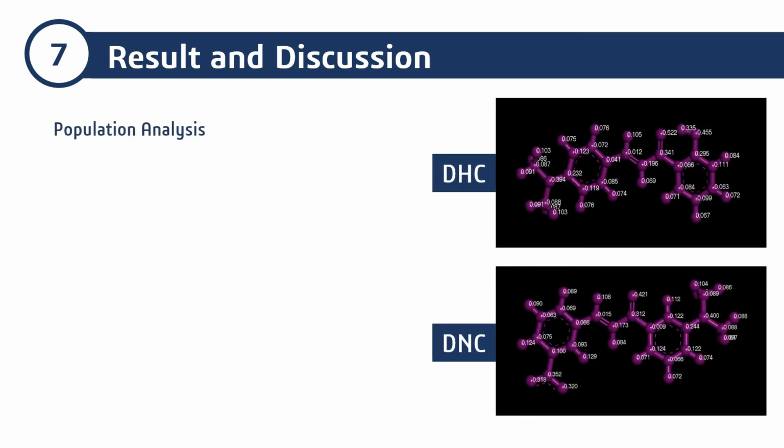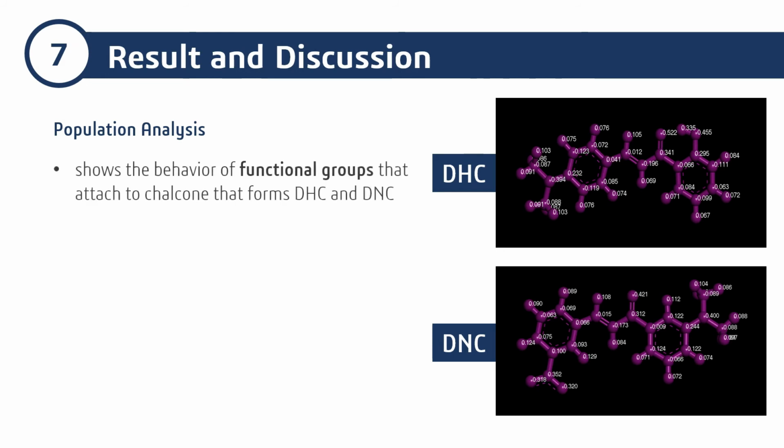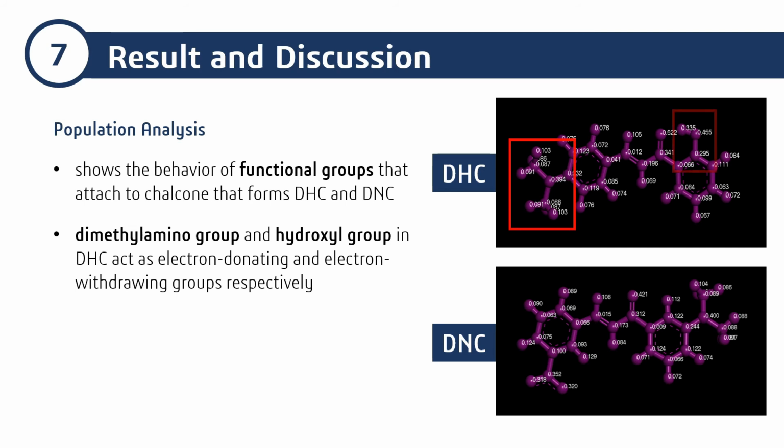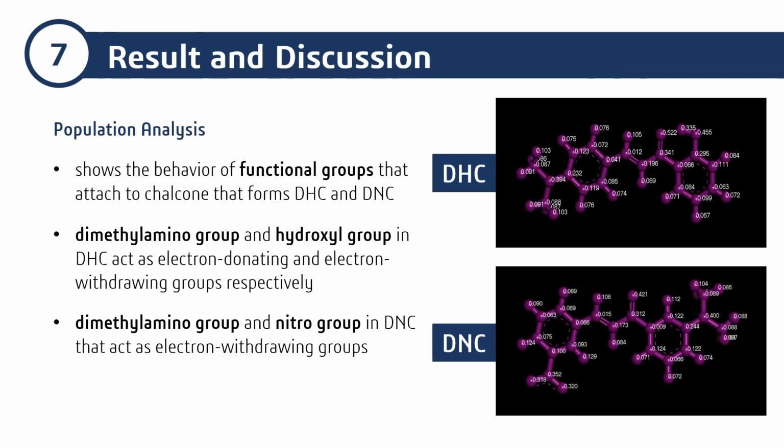Lastly, the charge population analysis shows the behavior of functional groups that attach to chalcone that form the DHC and DNC. We can see that the dimethyl amino group and hydroxyl group in the DHC act as electron donating and electron withdrawing groups respectively. We can also see that both the dimethyl amino group and nitro group in DNC act as electron withdrawing groups. This leads to electron push-pull pair behaviors that induce the fluorescent emission.